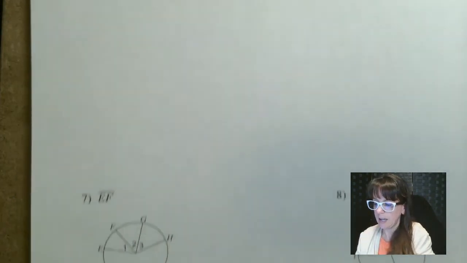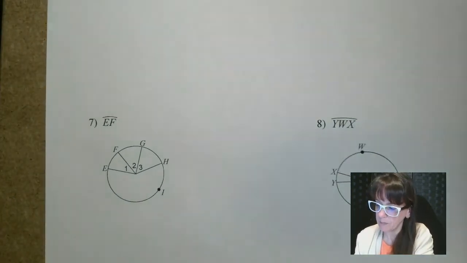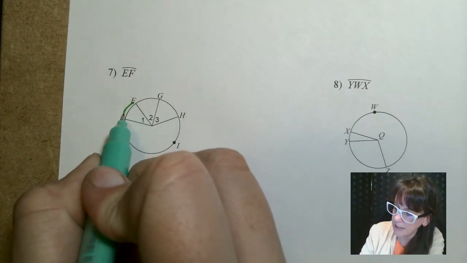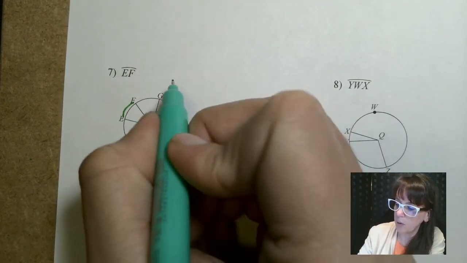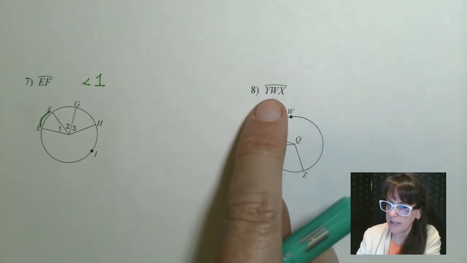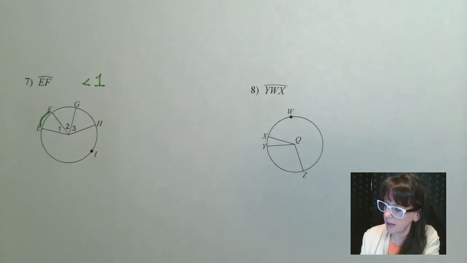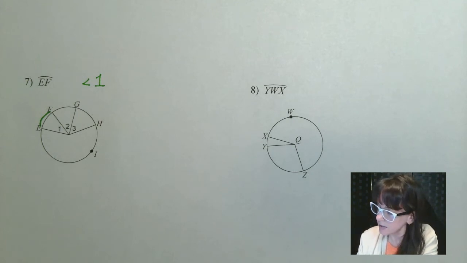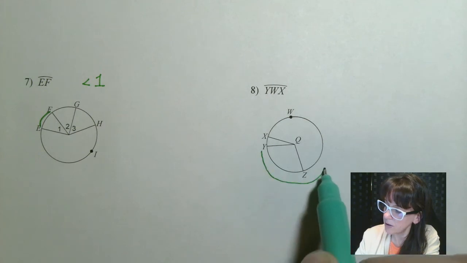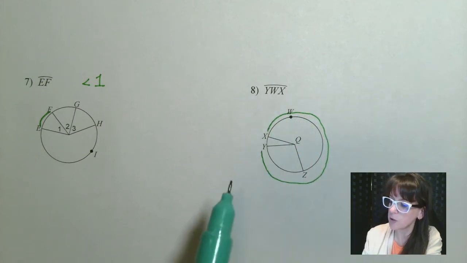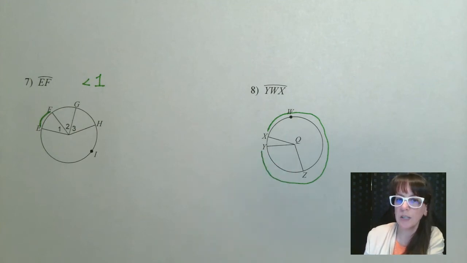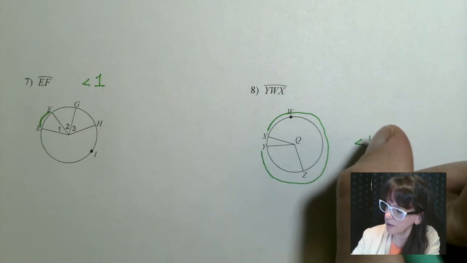Okay, how about EF? All right, so for number 7, we have arc EF. That's this guy right in here. That's just angle 1. What about YWX? So this one is YWX. So that goes all the way around like this, which means that the arc is going to be right in here. YQX. Angle YQX.